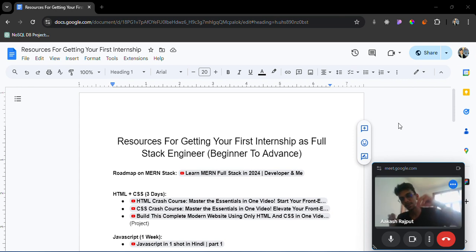Before cracking your interview, before coming to the interview, the first thing is your resume. This sheet also takes care of shining your resume as much as possible, and this sheet will have everything that I believe is required to crack your first internship. The very first thing: why you have to believe me.